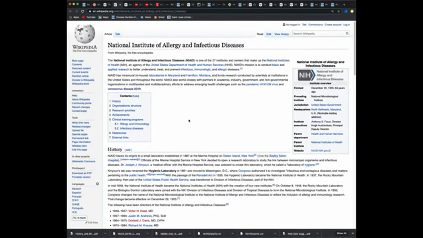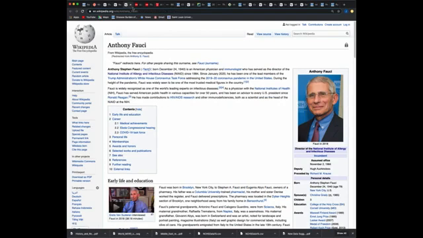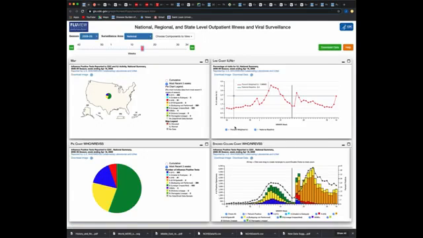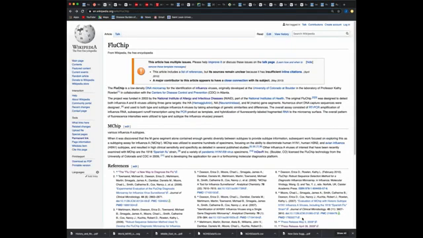The NIAID is one of 27 institutes and centers that make up the NIH. I wonder who runs that. When did the H1N1 epidemic start again? Well, it was after flu season. End of April, beginning of May. When did they license that flu chip? Press release, April 28th, 2009.